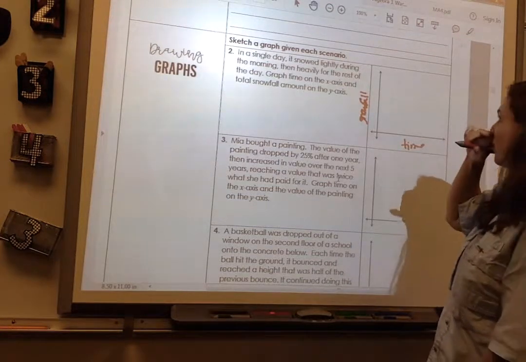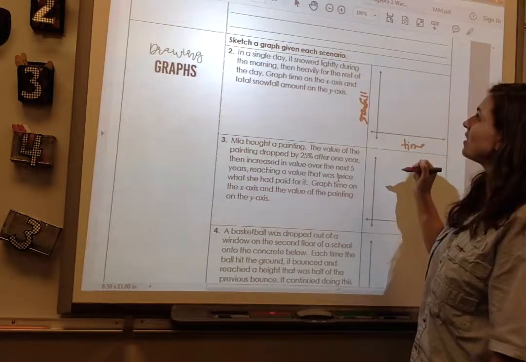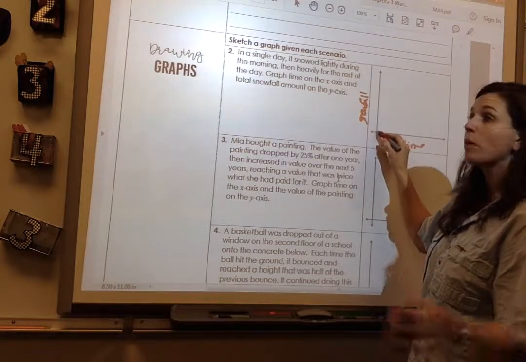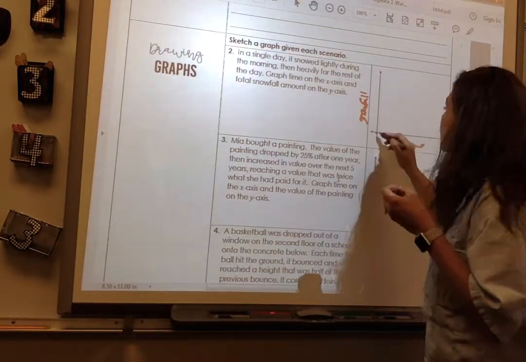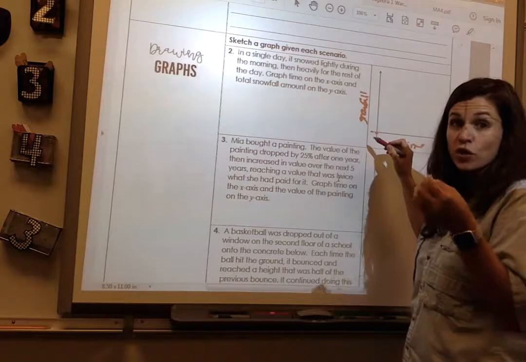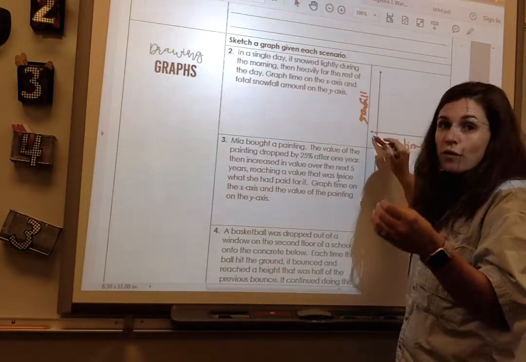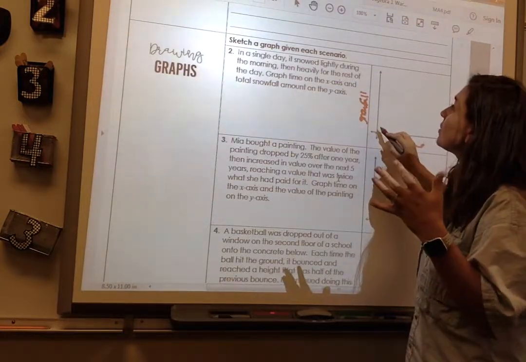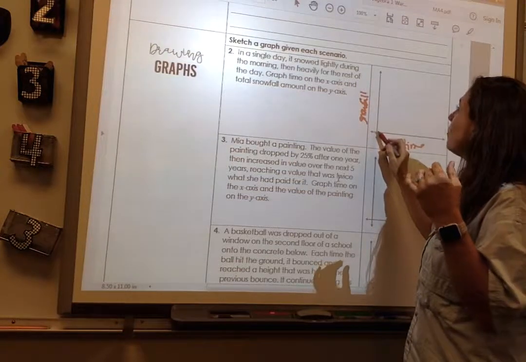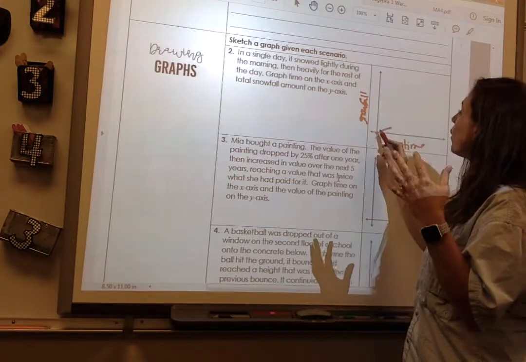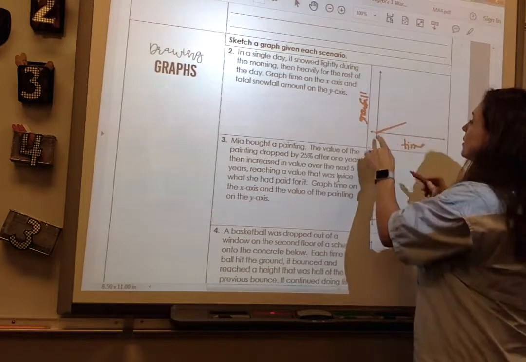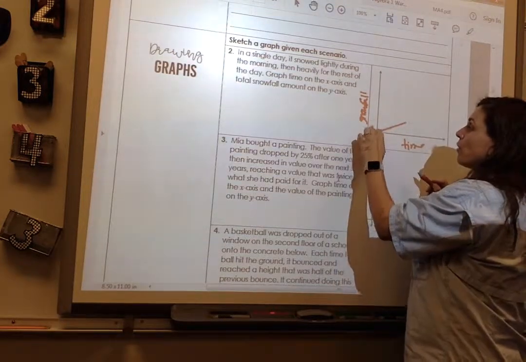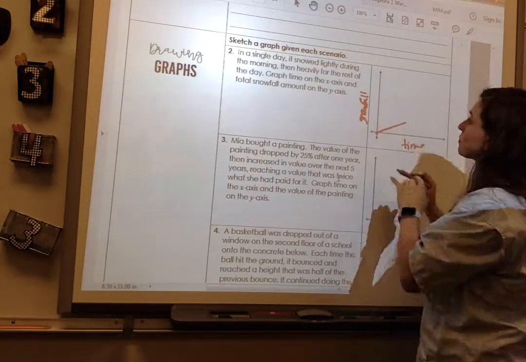So if I look here, it says in a single day, it snowed lightly in the morning. So my 0 point, snow didn't fall. So I'm starting at my origin. No time happened, no snowfall. So what then happens? It snowed lightly. So as time went by during the morning, my snowfall was light. So as time increased, my snowfall grew a little bit more.